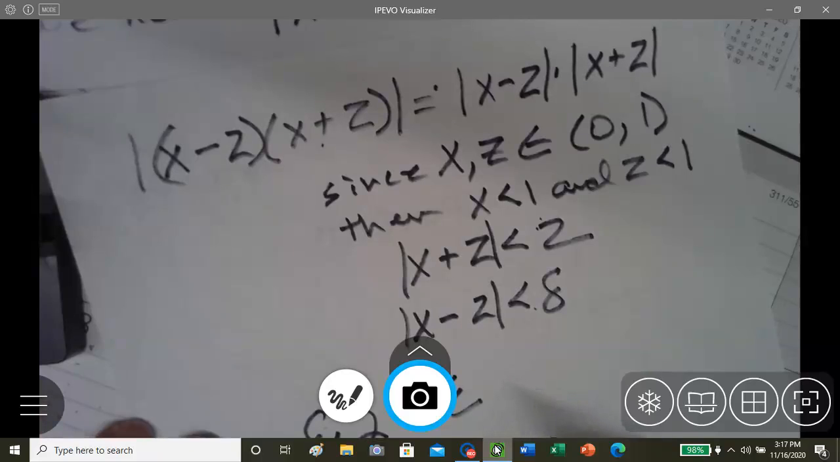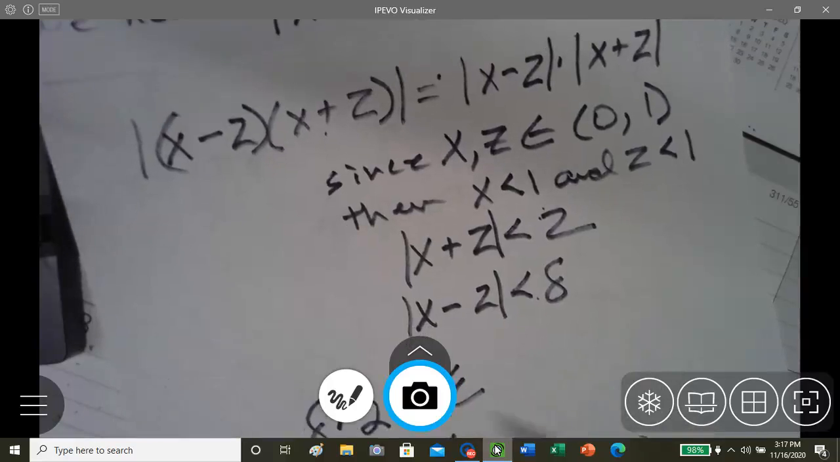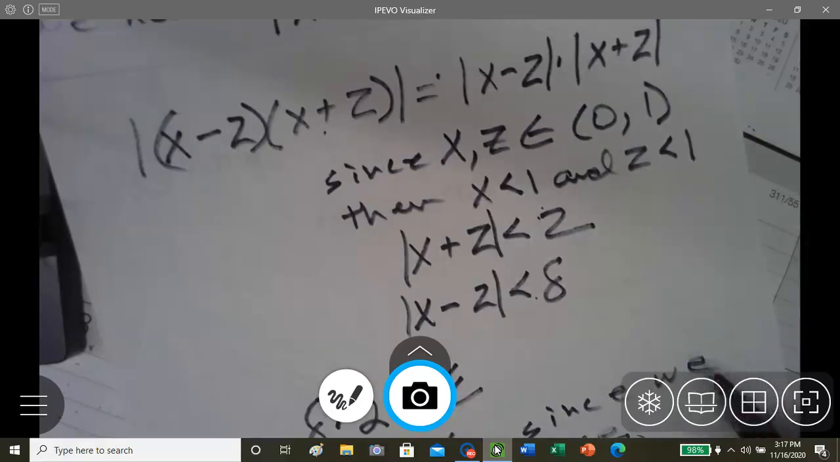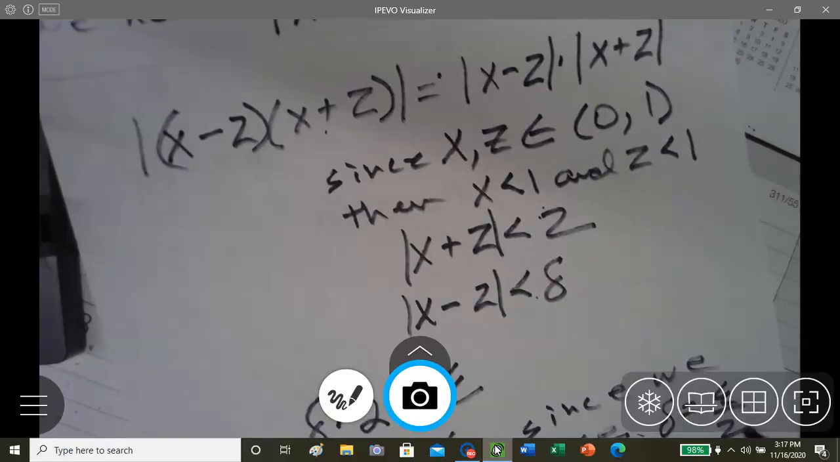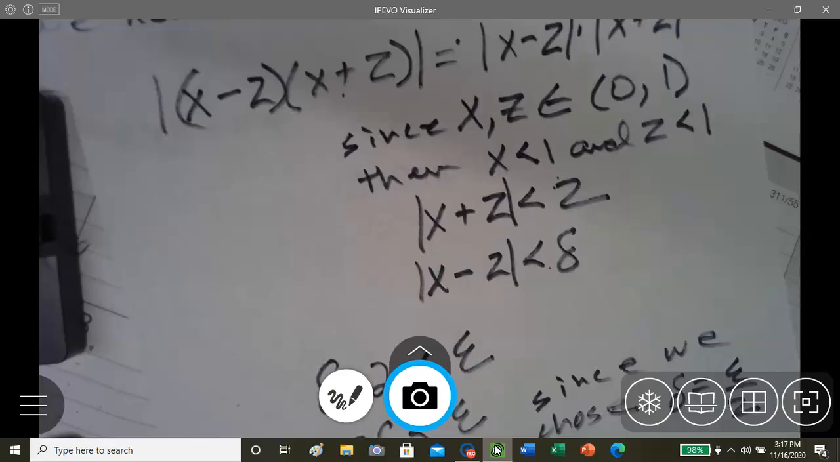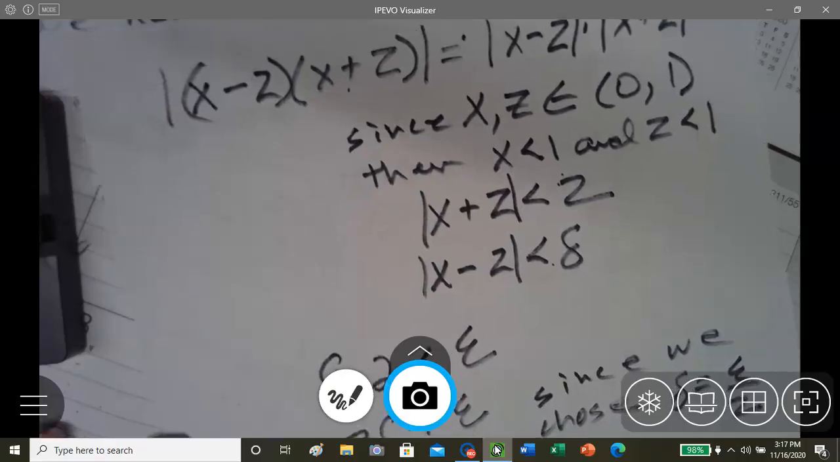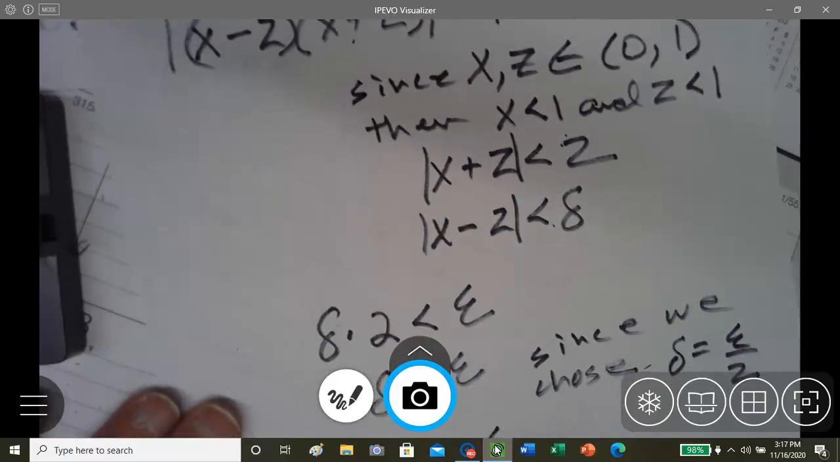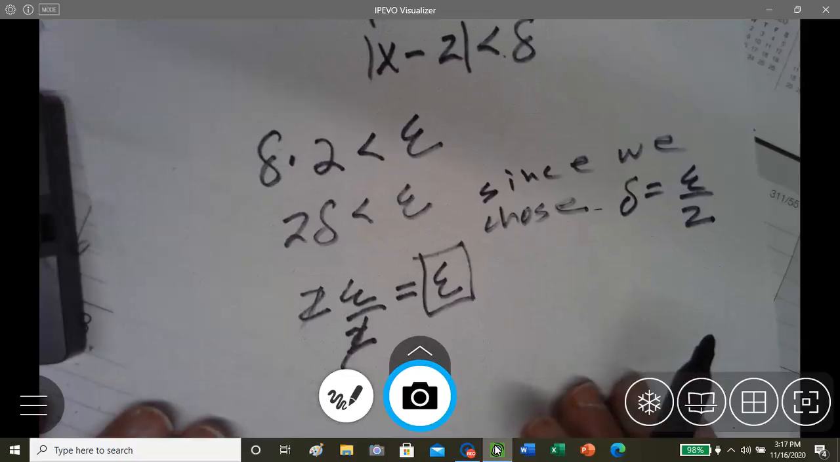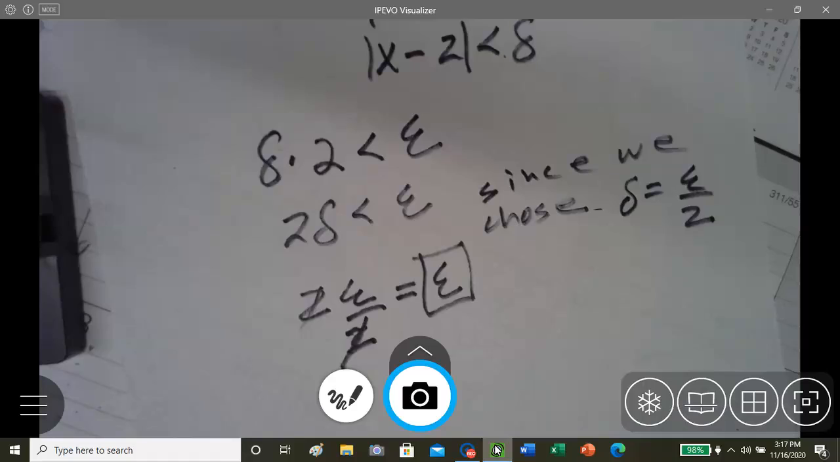And so from there, since we chose delta equal to epsilon over 2, then we can say that 2 times epsilon over 2 is equivalent to epsilon, because the 2's cancel out, and we've proven it. And proof complete.